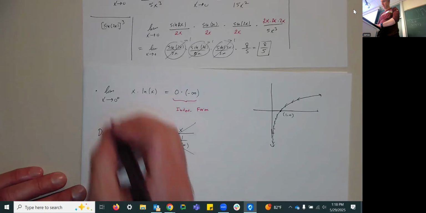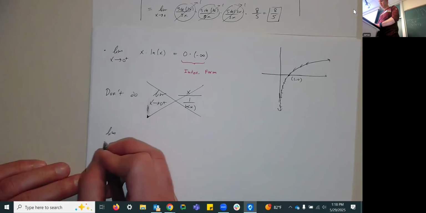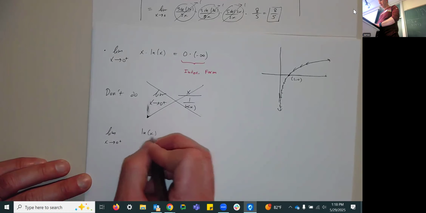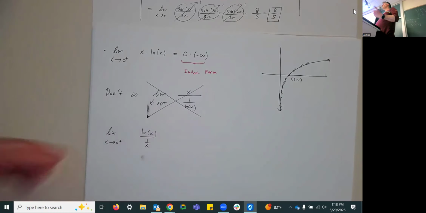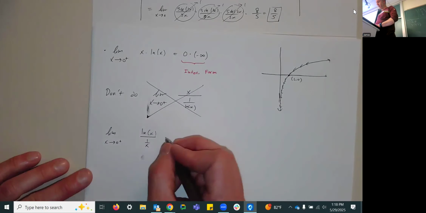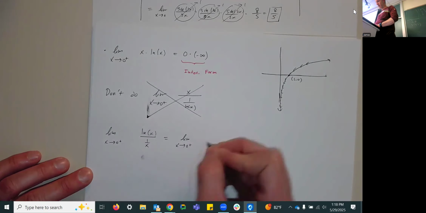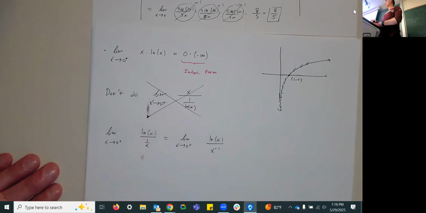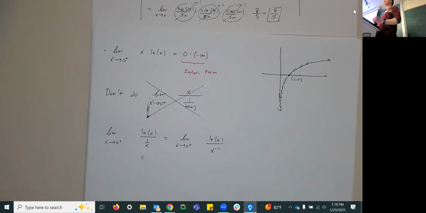So we're going to rewrite this as the limit as x approaches 0 from the right of natural log of x divided by 1 over x. I usually like to write it as the reciprocal, but it's perfectly fine to also write it as the limit as x approaches 0 from the right of the natural log of x divided by x to the negative first. It might even make more sense to write it this way. It's just not what I've always done in my life.